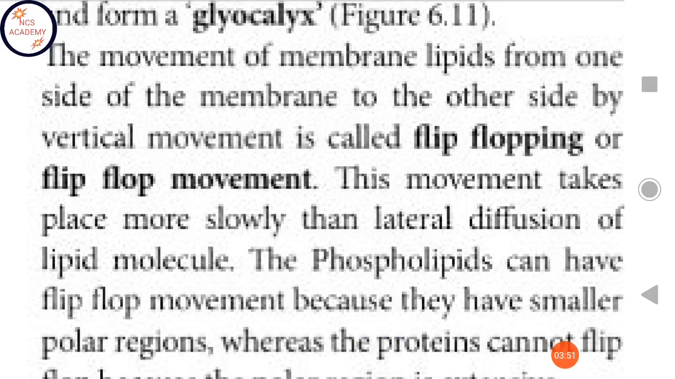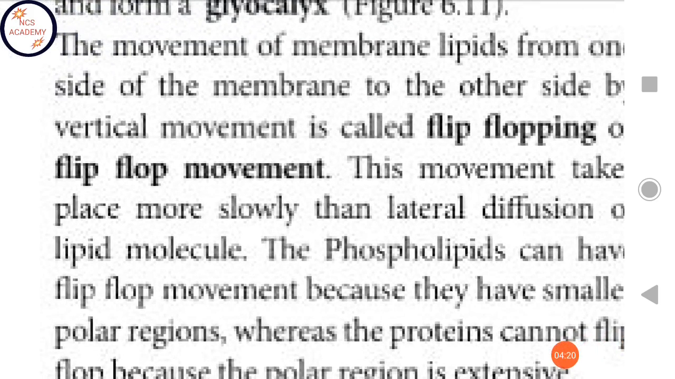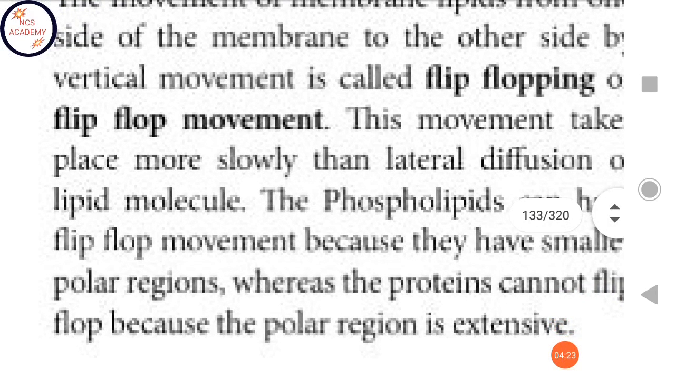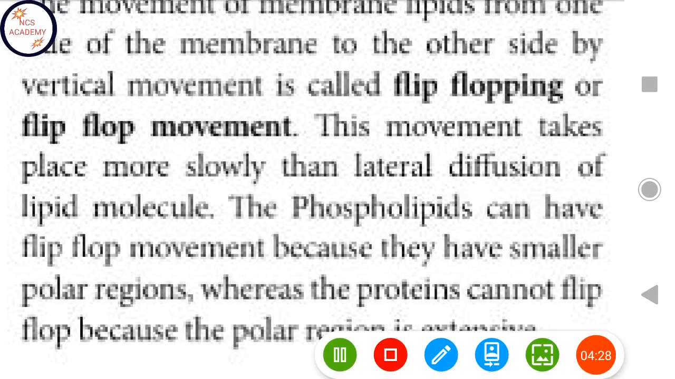What is known as flip-flop movement? The movement of membrane lipids from one side of the membrane to the other side by a vertical movement is called flip-flop movement. This movement takes place more slowly than lateral diffusion of lipid molecules. The phospholipids can have flip-flop movement because they have small polar regions, whereas the protein cannot flip-flop because the polar region is extensive when compared to this one.